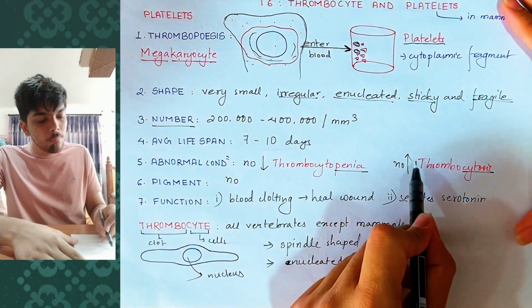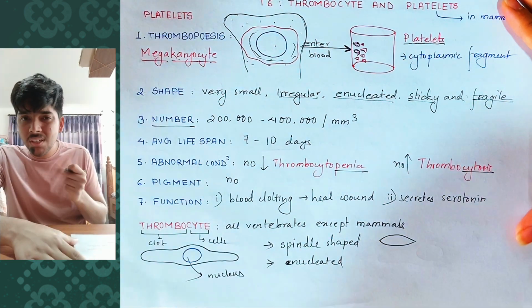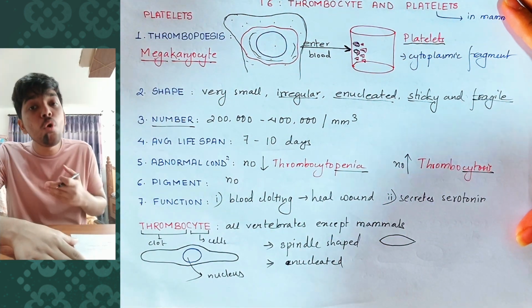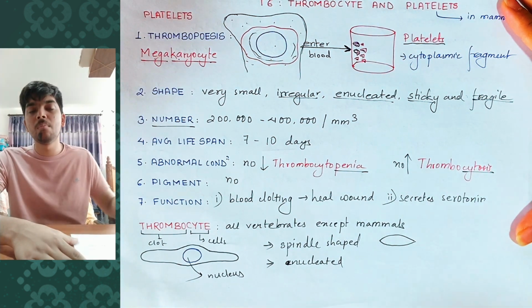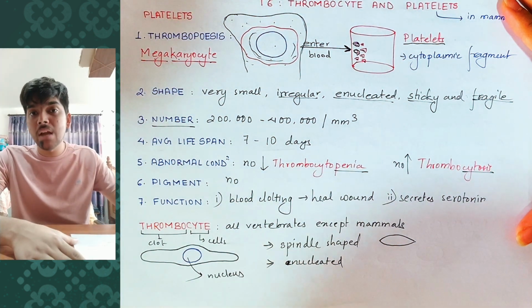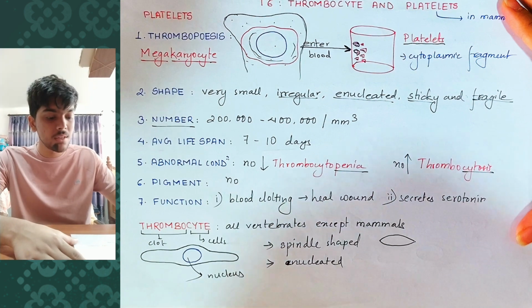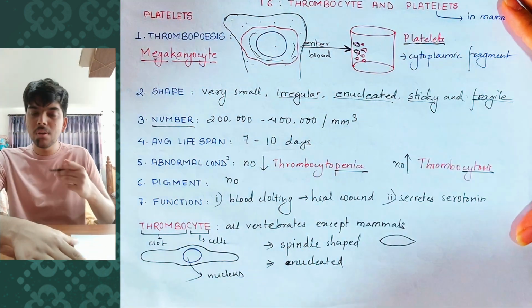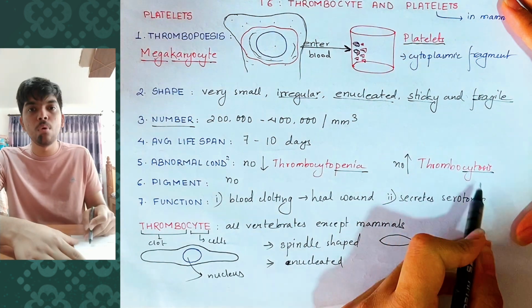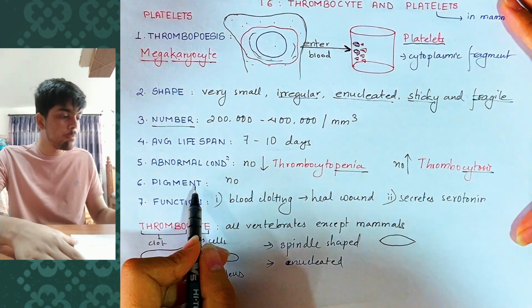When the number of platelets is more than the normal number, then that's your, what did I tell you to remember? Cytosis. When the number of white blood cells is more than the normal number, leukocytosis. Monocytosis. Lymphocytosis. Similarly, when the number of platelets is more than the normal number, that's your thrombocytosis. Pigment: there are no pigments found in platelets.